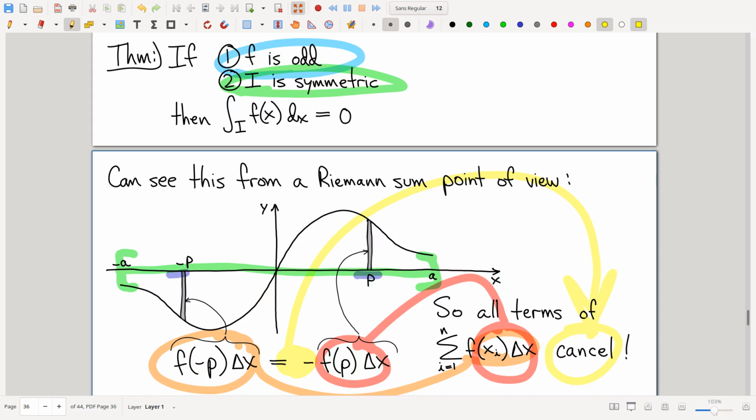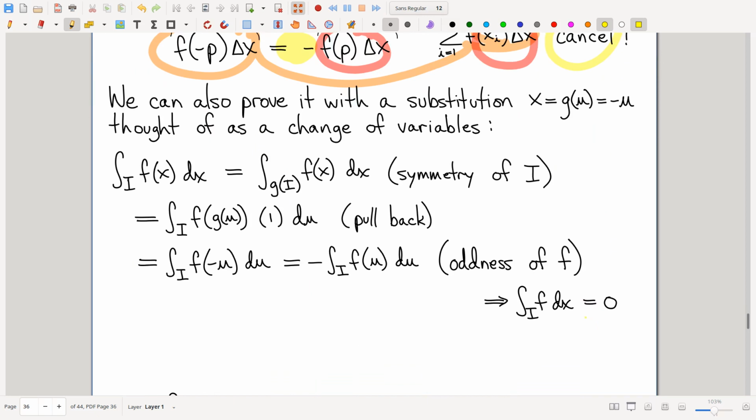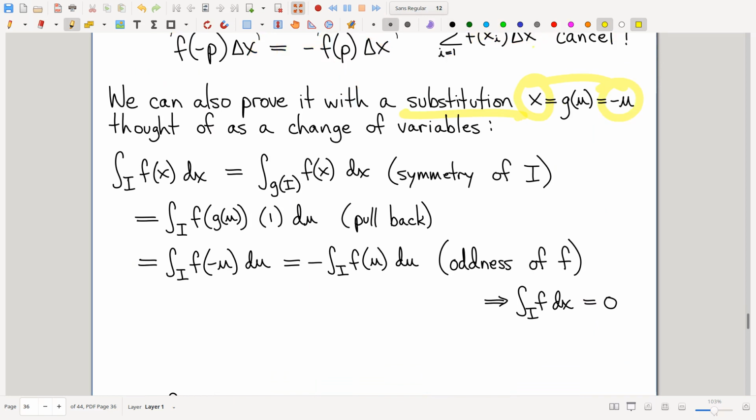I think this is, to me, the most intuitively satisfying, the most visually satisfying point of view. Now, there's another point of view you can take, and that is you can do a substitution. Specifically, you can plug in x equals negative u, and if you just literally do a substitution, it works out that this integral is its own negative. And what could possibly equal its own negative? Well, only 0. So, a real nice little argument.